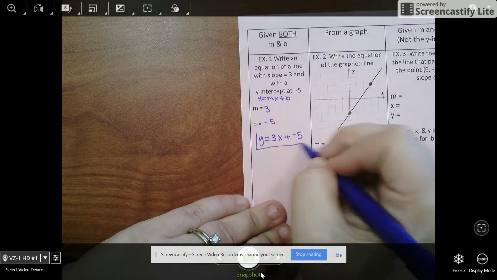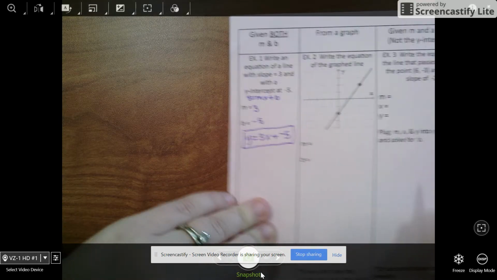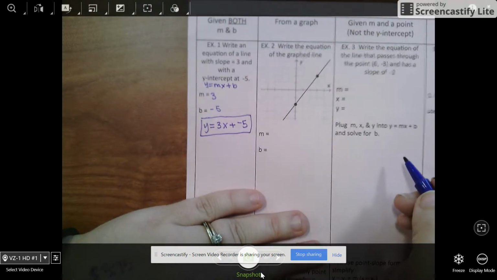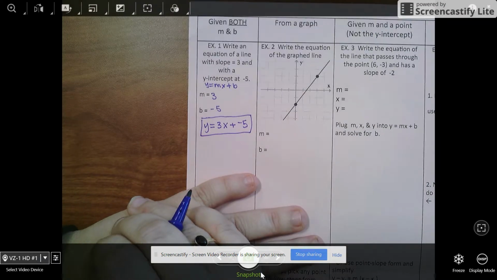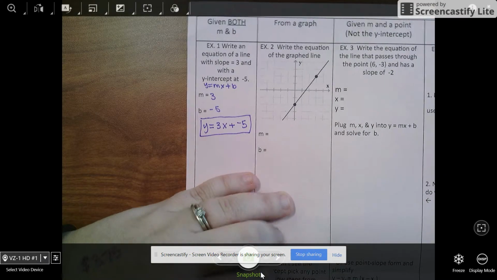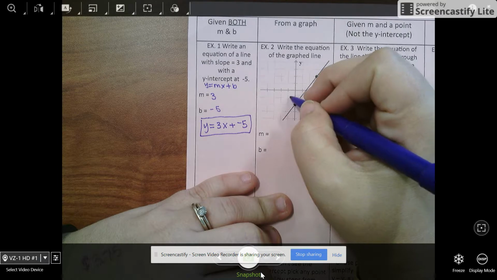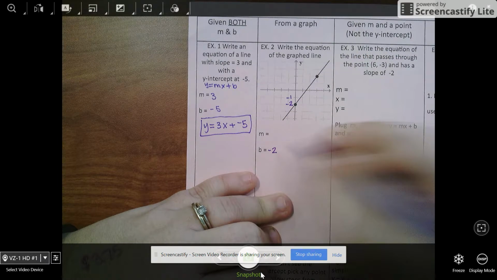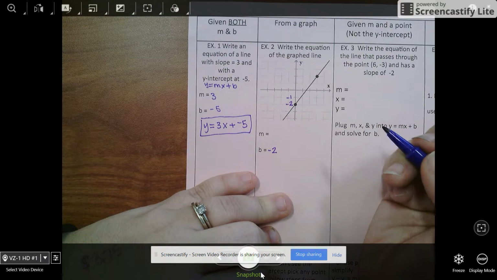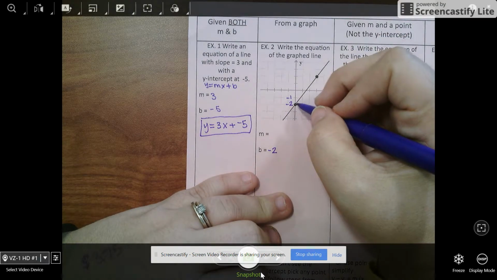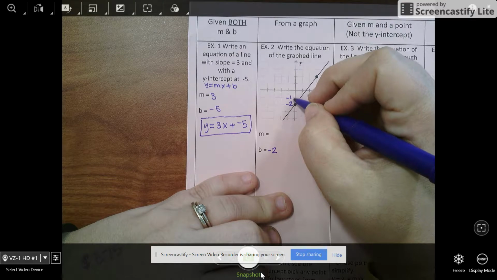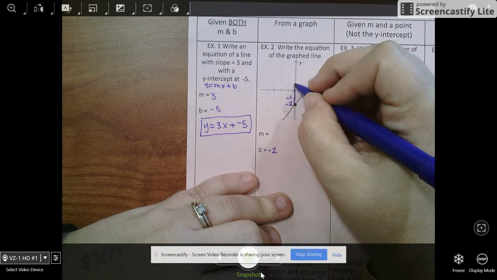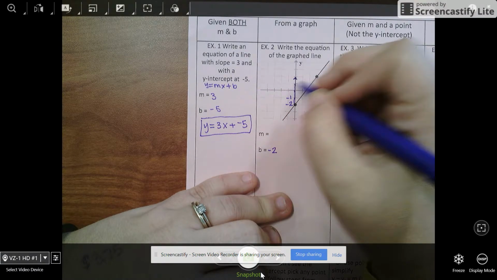Okay, so next up, we've got a graph of a line. I start with my y-intercept. If I could see my y-intercept, I'm just going to pull it out. So -1, oh, there's my y-intercept, it's -2. Now I need to find the slope. That's rise over run. Let's see how much we rose. That's 1, 2, 3, 4. So that's up 4.